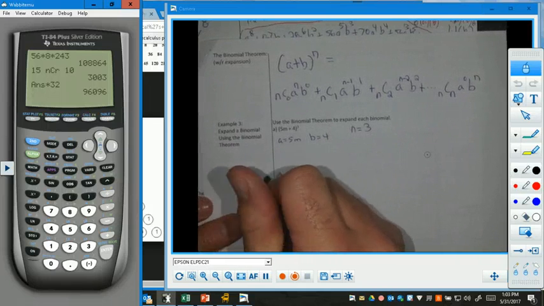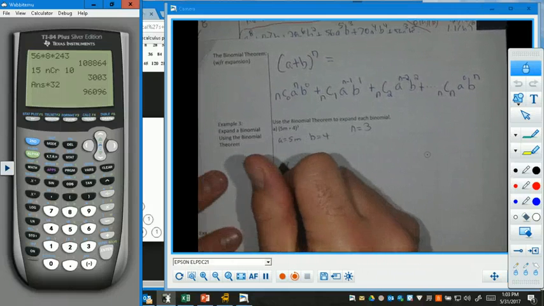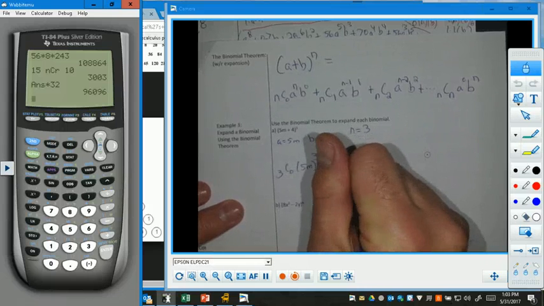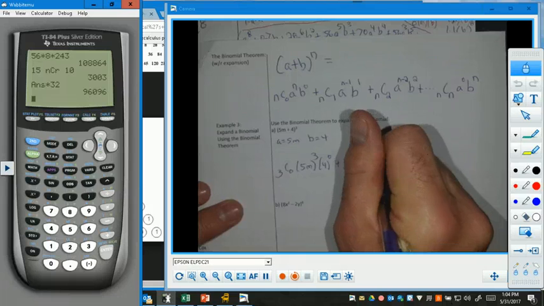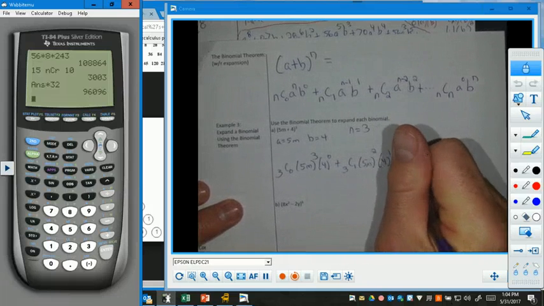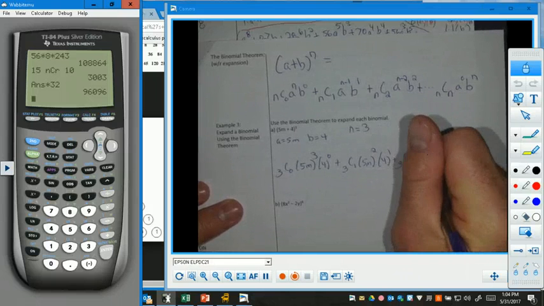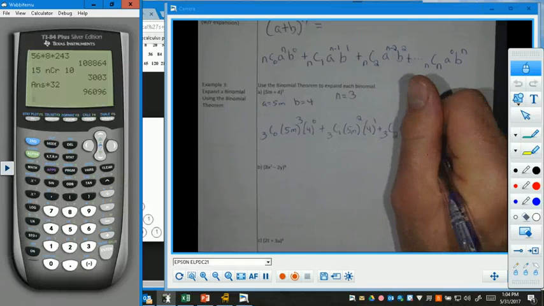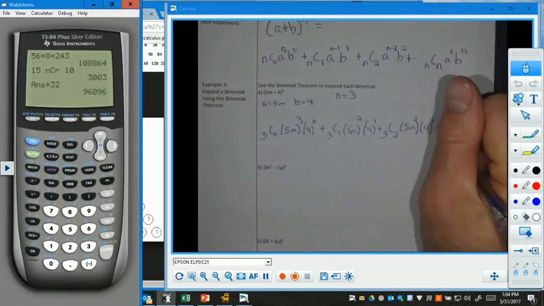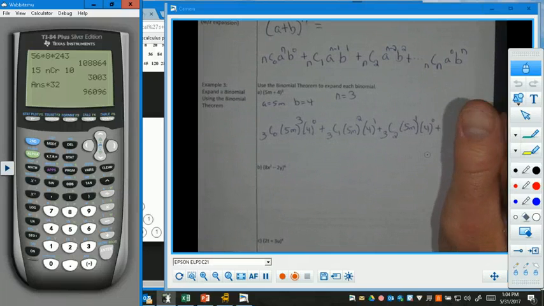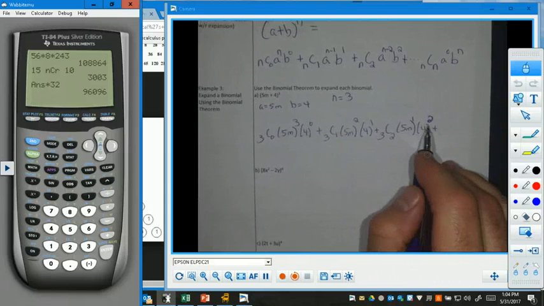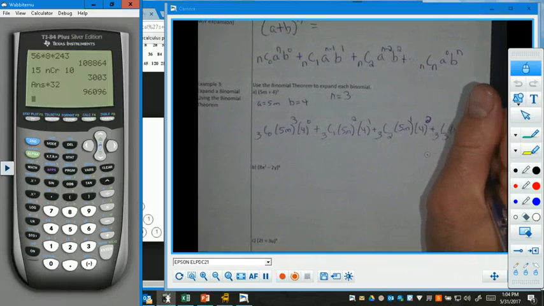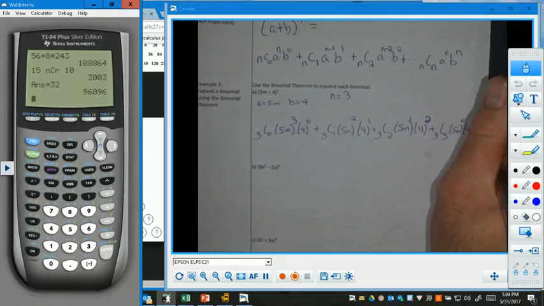So here we go. This would be 3 choose 0, 5m to the 3rd, 4 to the 0, plus 3 choose 1, 5m squared, 4 to the 1st, plus 3 choose 2, 5m to the 1st, 4 to the 0, plus, oh wait, this would be 4 squared, sorry, 4 squared. Because if this is 2, then the 2 goes here, 3 minus 2 is 1. Plus 3 choose 3, 5m to the 0, 4 to the 3rd.